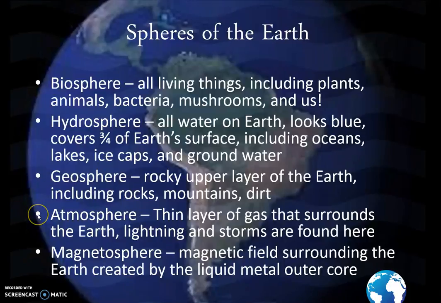Next, we have the atmosphere. The atmosphere is a thin layer of gas that surrounds the Earth. This is what we're able to breathe, and this is what allows life to exist. Lightning, storms, and clouds are also in the atmosphere.